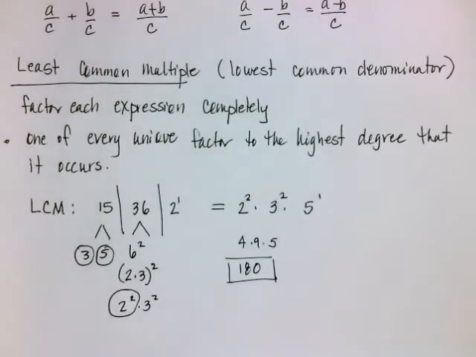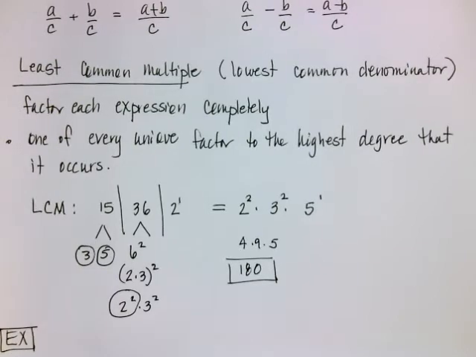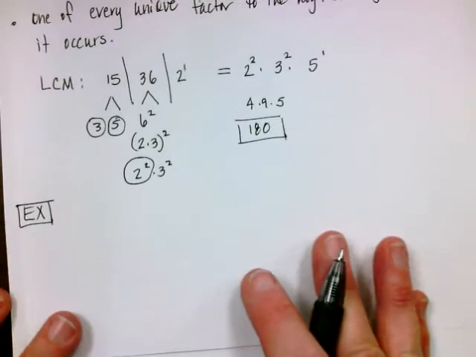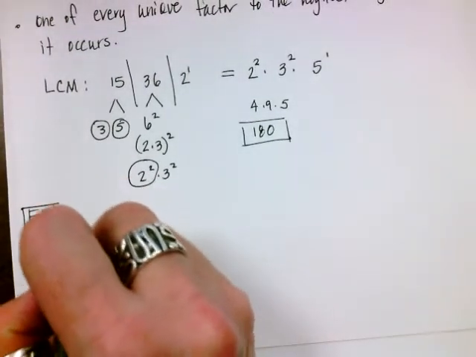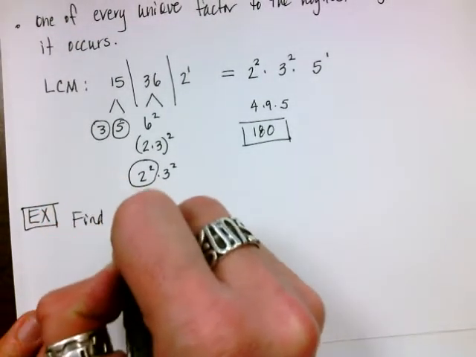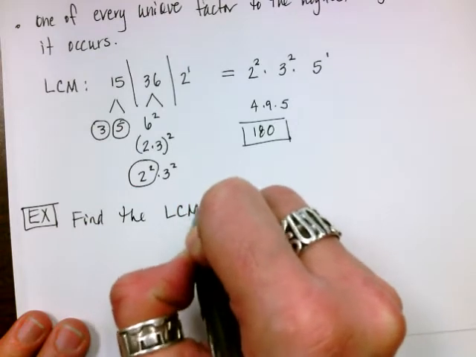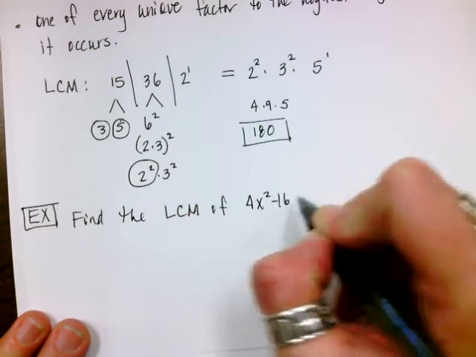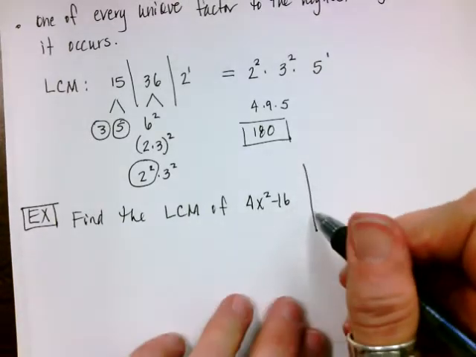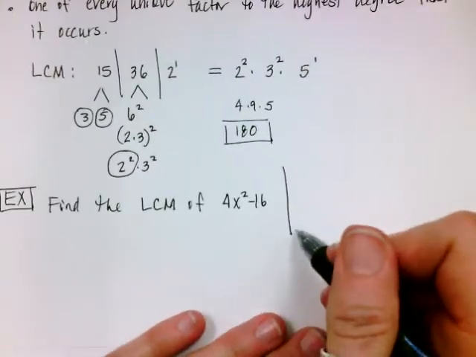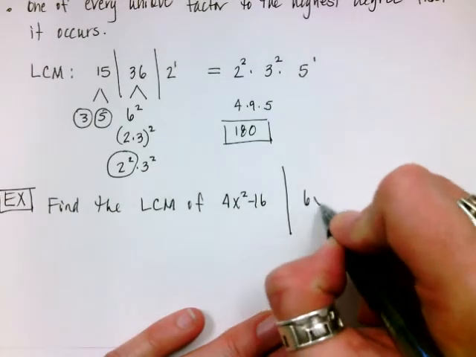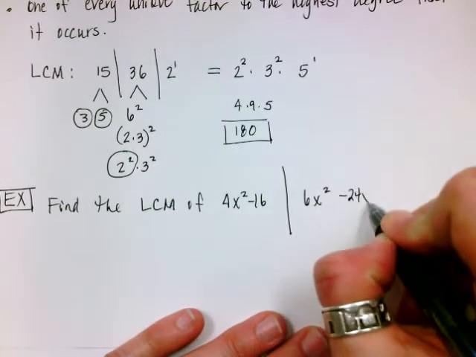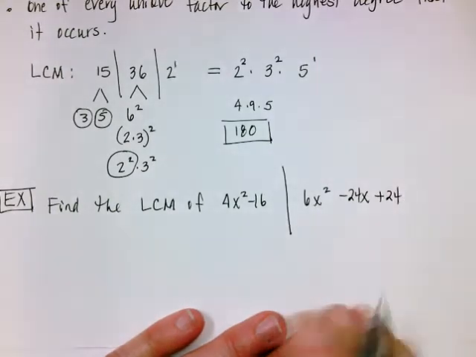All right, so now let's start doing it with some rational expressions. So we'll do an example, okay? And the example says to find the least common multiple of, and I'm going to have two expressions, 4x squared minus 16, and this is not a divided by, I just don't want you to confuse the two expressions, and then I'm going to have 6x squared minus 24x plus 24.